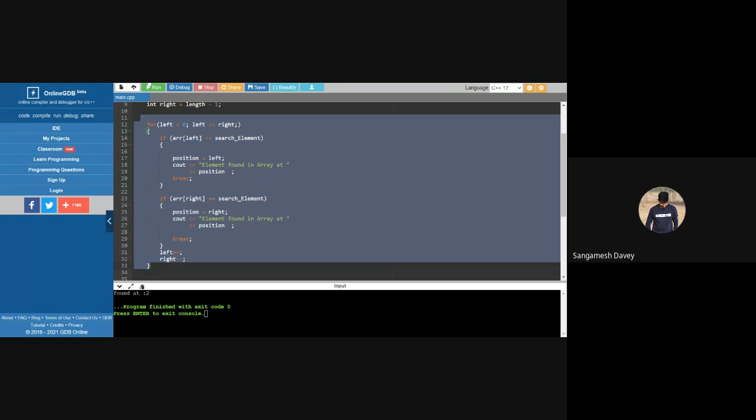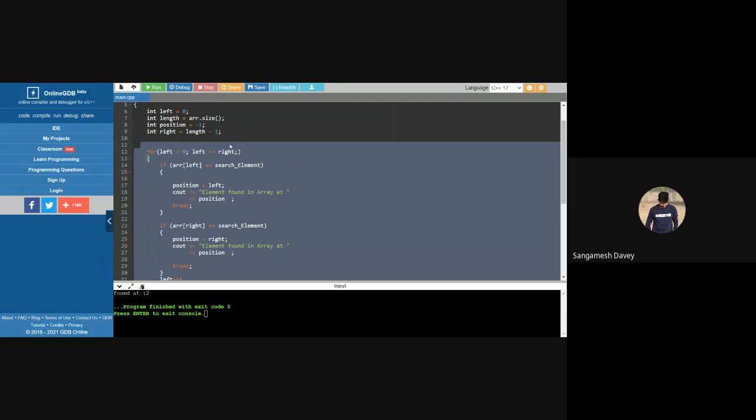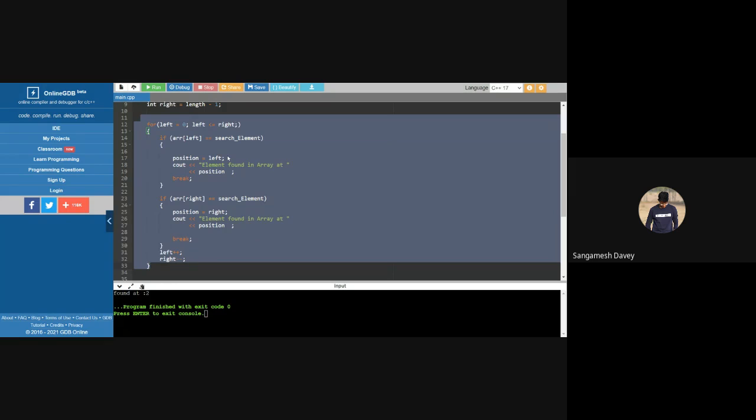Left equal to 0 and right equal to the size of this thing, right? The length is the size, and the right index will be pointing at the last element. If ARR of left equals the search element, the position that I want is left, and then I break out. I have found it, I need to break off from the loop. I don't have to do more iterations. At the same time I'm checking one more condition, if ARR of right equals the search element, then you again break. Left plus plus, right minus minus.